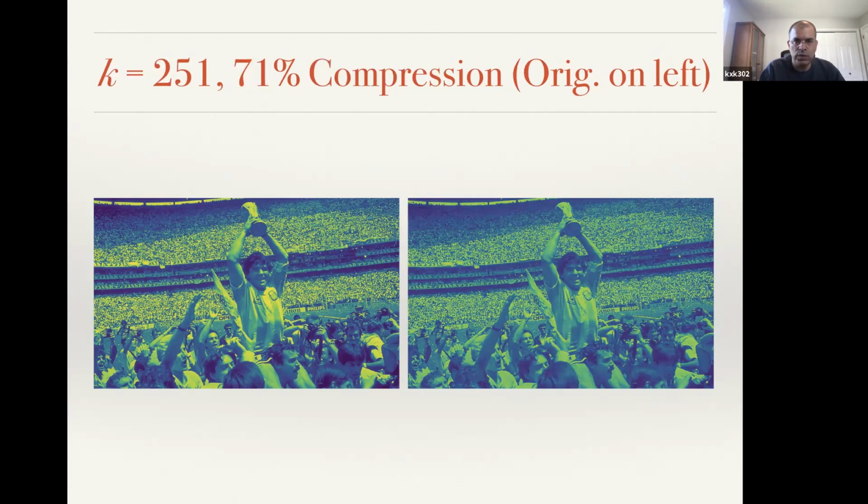This is the case where you're using 251 top singular values. The compression ratio is 71%. That's even better. I think the picture on the right is still pretty good.